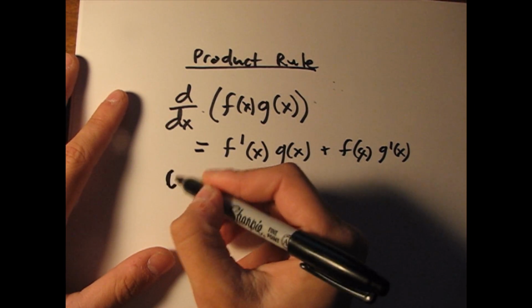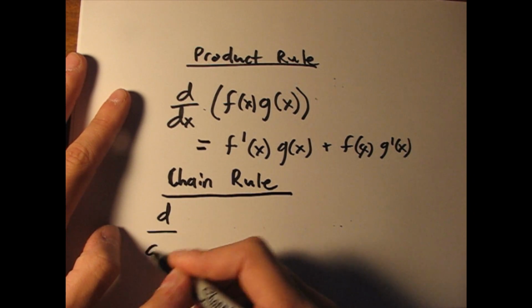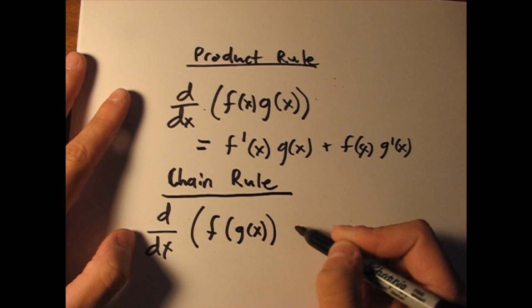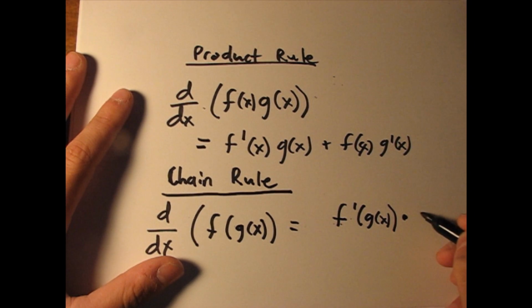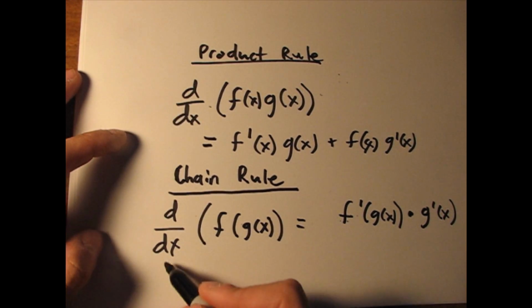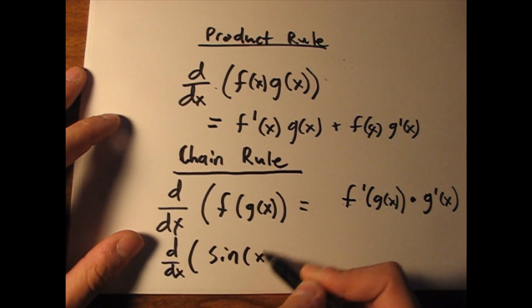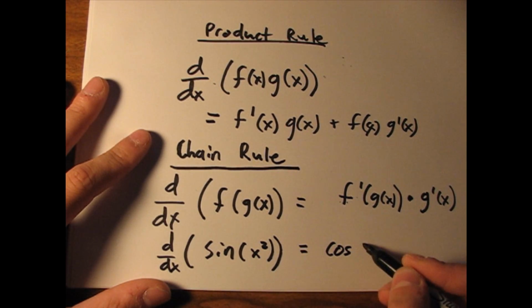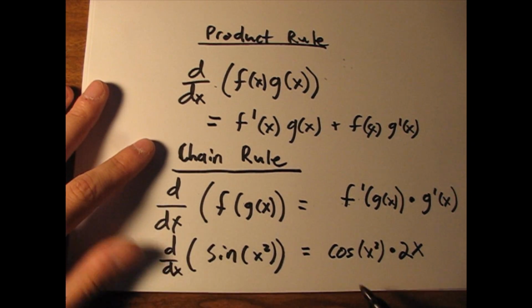Another one is the chain rule. This is about what if you have a function inside of a function, like f of g of x, and that would be the derivative of the outside function times the derivative of the inside function. So an example of this, let's say we have the derivative of sine of x squared, and that would be derivative of the outside, which is cosine, times the derivative of the inside, which is 2x. So it's as easy as that.